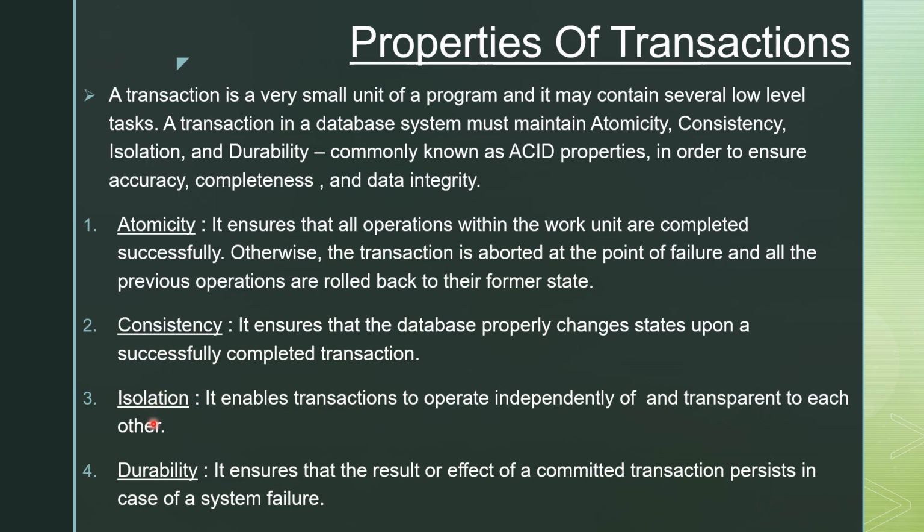Then what is isolation? Isolation means what? It should be transparent. So whatever you are doing, whatever data you are transferring from one place to another place, that should be visible. Okay, that should be what you can say, it should be transparent. Means that another person should know that this data is being transferred. Okay, so it should be transparent. That is called isolation. It should be independent, it should be transparent. Means the receiver should know what data has been sent by the sender.